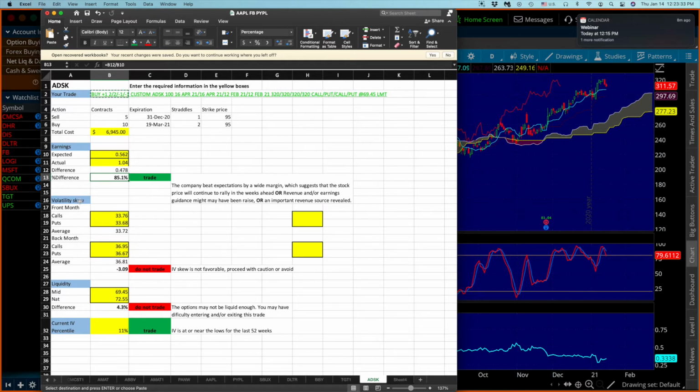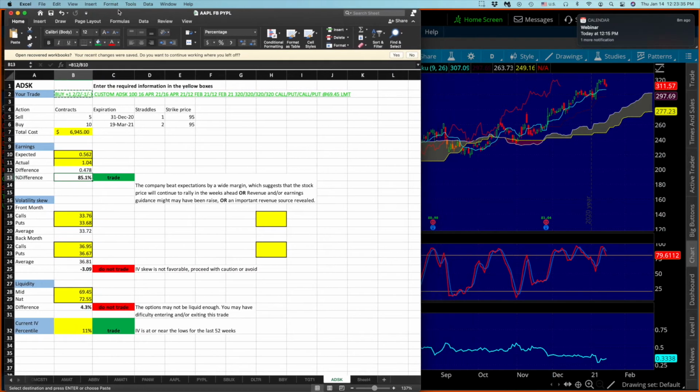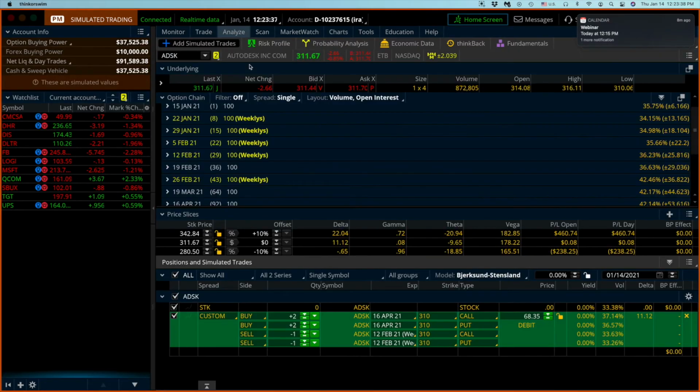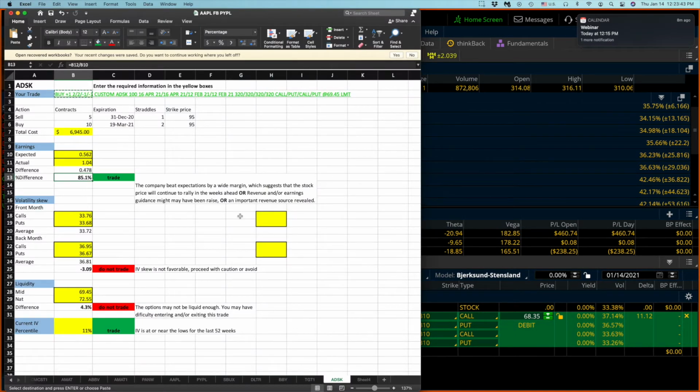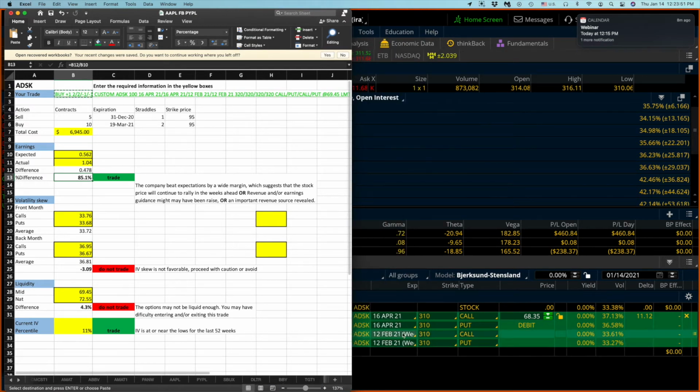Let's look at the volatility skew. For that, go back to the Analyze tab. And here you have your trade. Okay, so let's look at the options front month and back month. The front month is actually the lower side here. You can see the February 21st. That's my front month. Okay, 33.61, 33.48. But the long-term one, 37.13, 36.58.